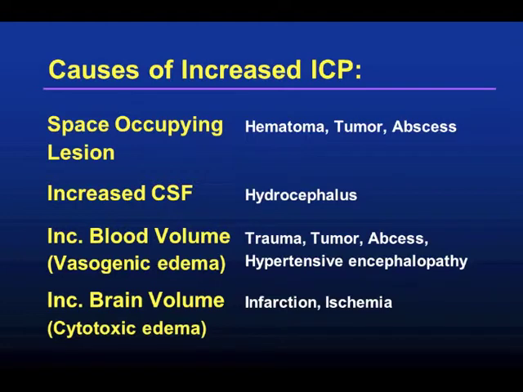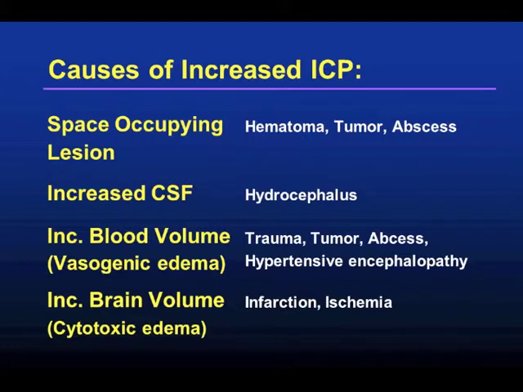So, at the heart of it, if you want to understand ICP, the first thing we need to realize is that all causes of increased intracranial pressure have to be thought of in some way as a process that increases intracranial volume, because there's a standard relationship of pressure to volume. So, the ICP can go up from a space-occupying lesion, like a subdural hematoma or brain tumor. It can elevate due to increased CSF volume, which is hydrocephalus.